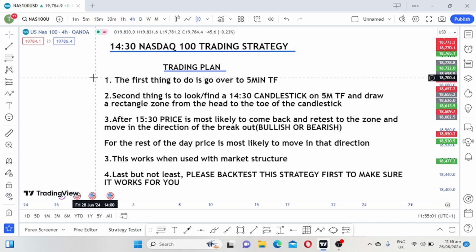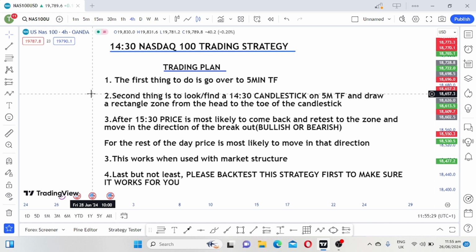So now here is the trading plan. Make sure you have a pen and a piece of paper, then copy these things that I'm going to go through. These are the things that you have to do before or during, whenever you are trading this strategy. The first thing is to go over to the 5-minute time frame. Strictly the 5-minute time frame.